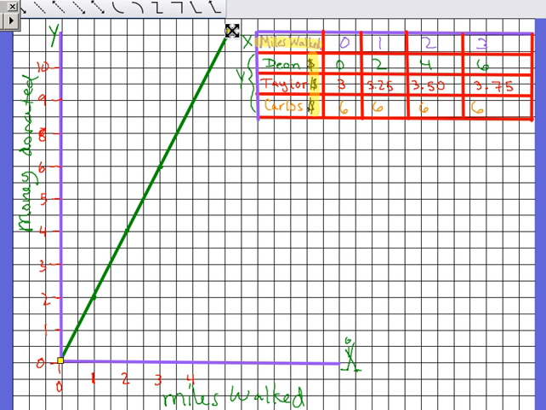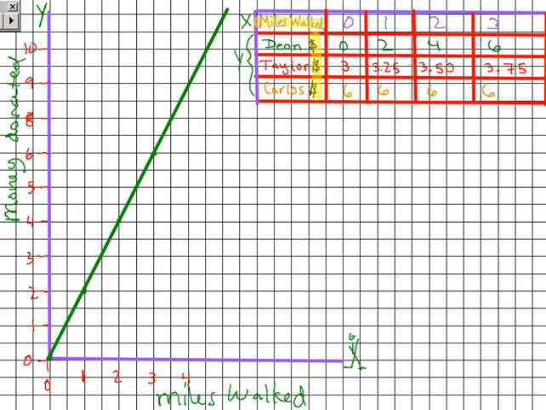Okay, next I'm going to look at Taylor. I'll do Taylor in red since I wrote all of her stuff in red. So when Taylor's at 0 miles, she gets $3 because she gets $3 no matter what. And then she starts going up by 25 cents. Now, since I said that 1 space is worth 50 cents, then 25 cents would be halfway in between there. So at 1 mile, she would be at $3.25. At 2 miles, she would be at $3.50.